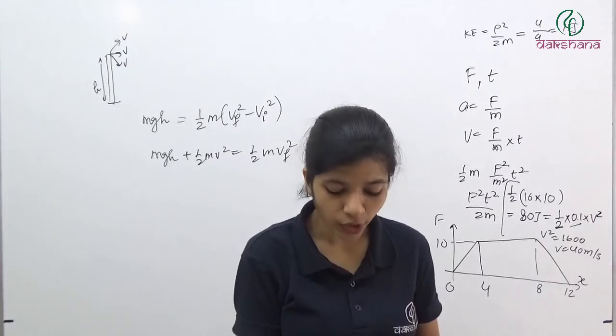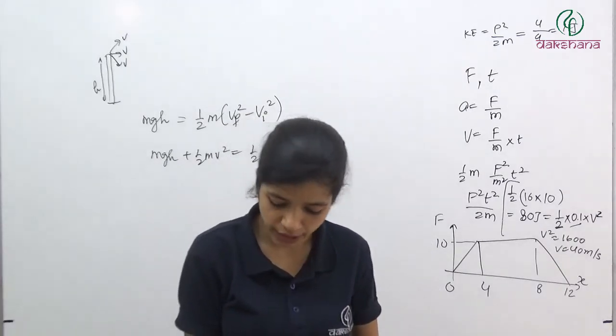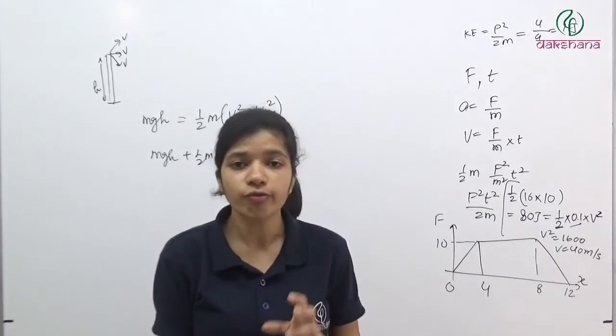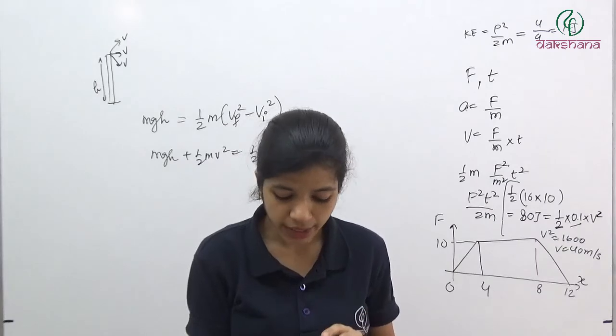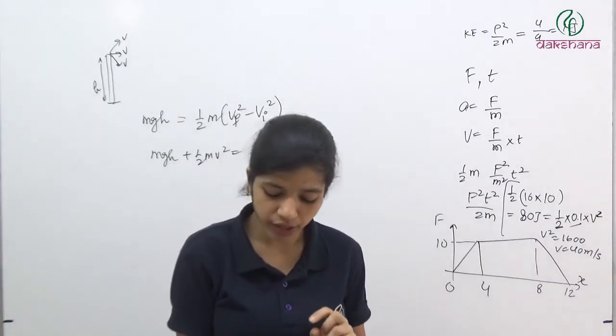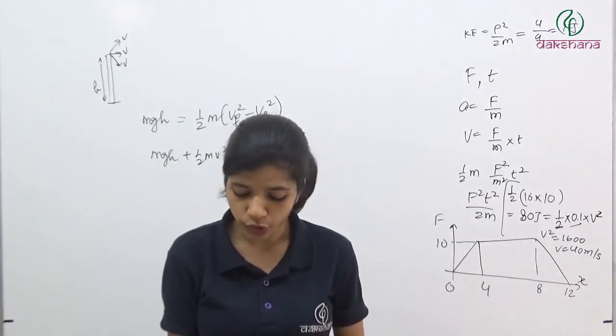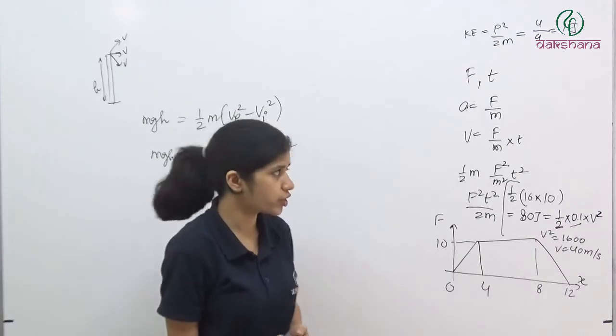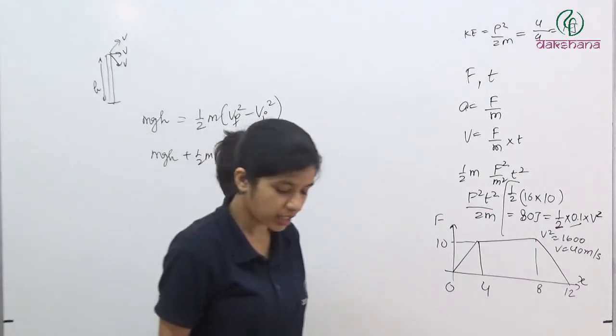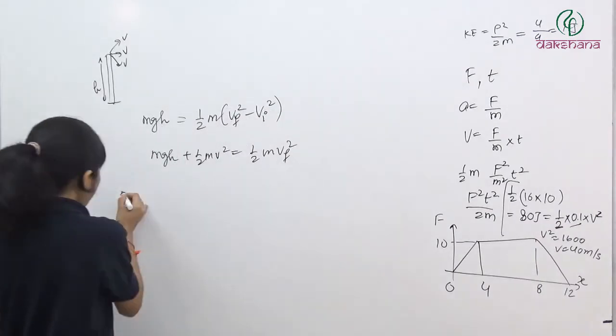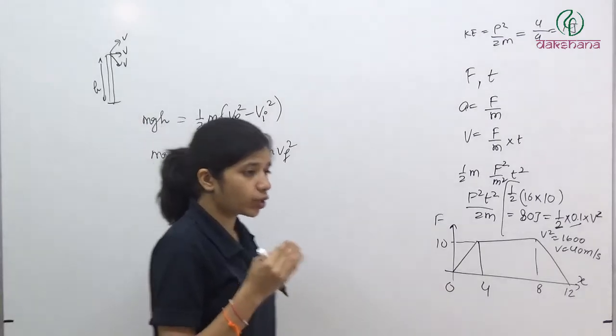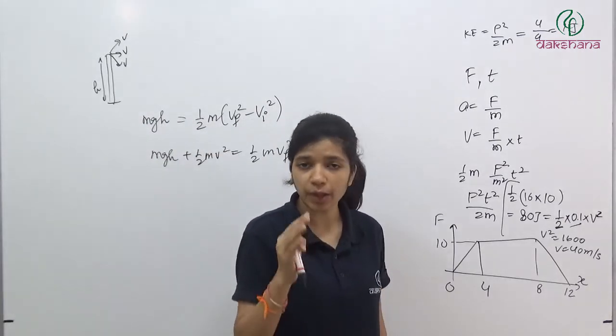Question number C6. A body starts from rest with uniform acceleration and acquires a velocity v in time t. The instantaneous kinetic energy of the body after any time t is proportional to. So we have to find out kinetic energy. It is moving with a constant acceleration, and it is gaining the velocity capital V in time capital T.